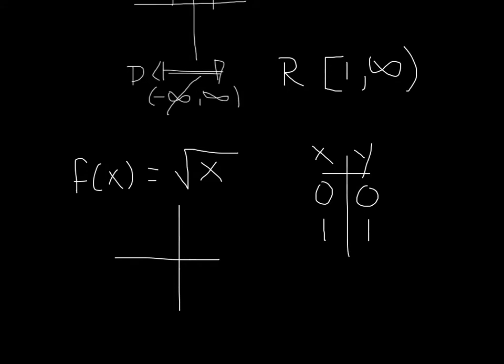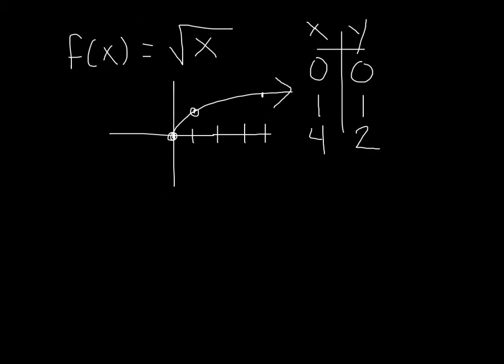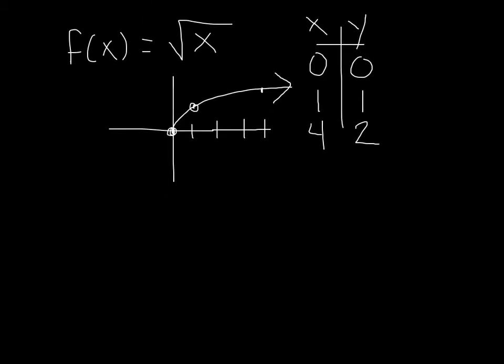And then I'm going to jump up to 4 because that's the next perfect square. So 0, 0 is right here. 1, 1 is right here. And then 2, 3, 4. Let's say 4, 2 is right there. So this shape is kind of like that. It is a half of a parabola tilted on its side.